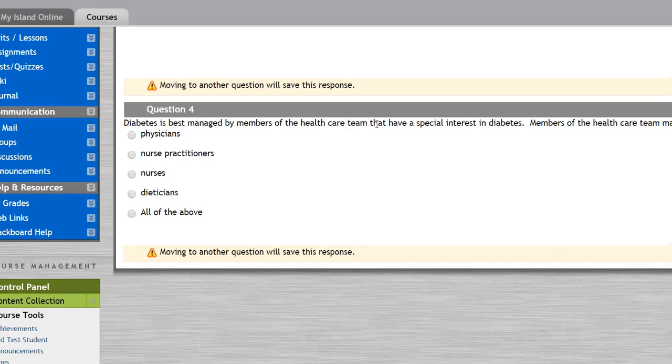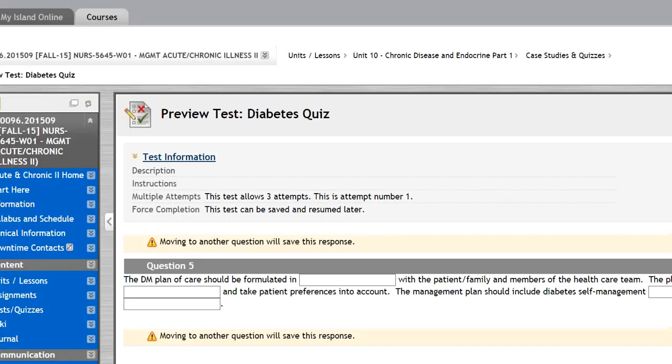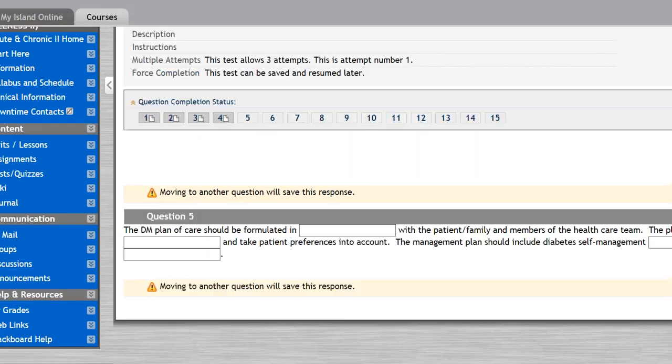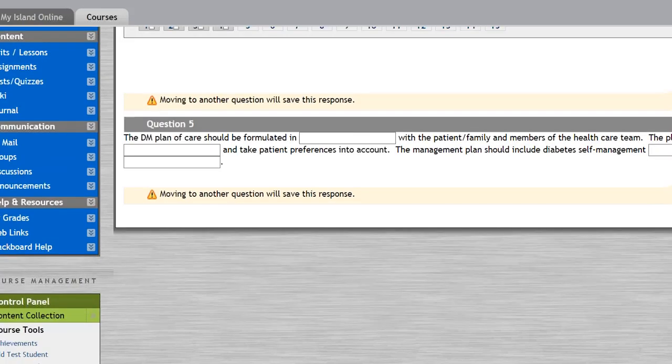Diabetes is best managed by members of the healthcare team that have a special interest in diabetes. Yeah. Members of the healthcare team may include all of them, and it really is. When you start to include everybody in the conversation on how to help somebody, it really is fun. It makes everybody feel like they're part of the solution, and they come up with great ideas.